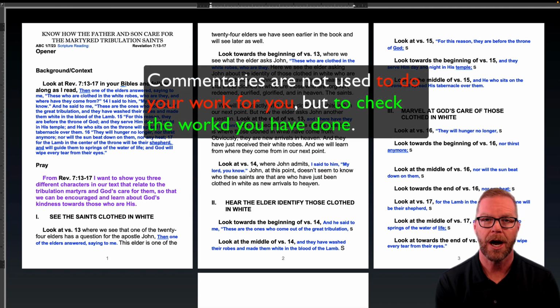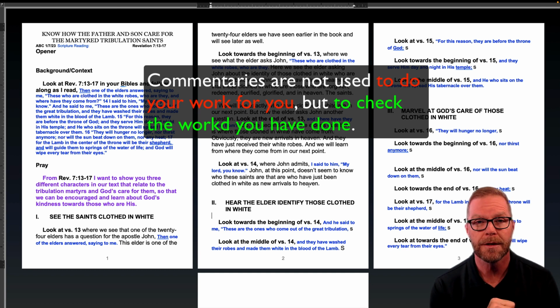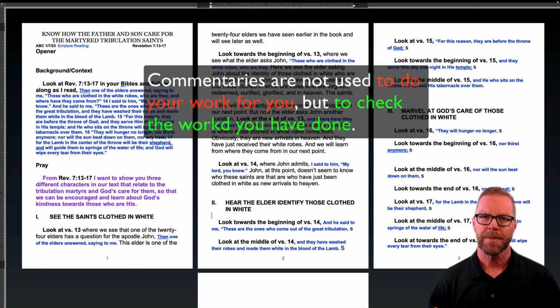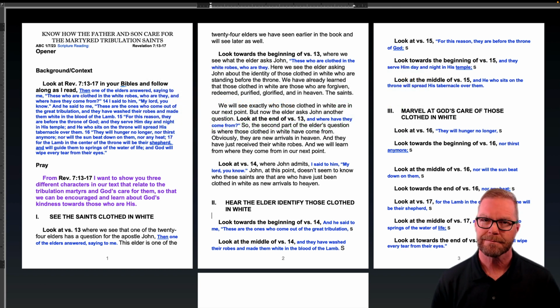Commentaries are not there to do your work for you, but to check the work you have done. Let me just say that again. Commentaries are not there to do your work for you, but to check the work you have done. So I want to do my own work, do my own initial interpretation, pound everything out, do word studies that I think are relevant, and then I use commentaries to check my work.